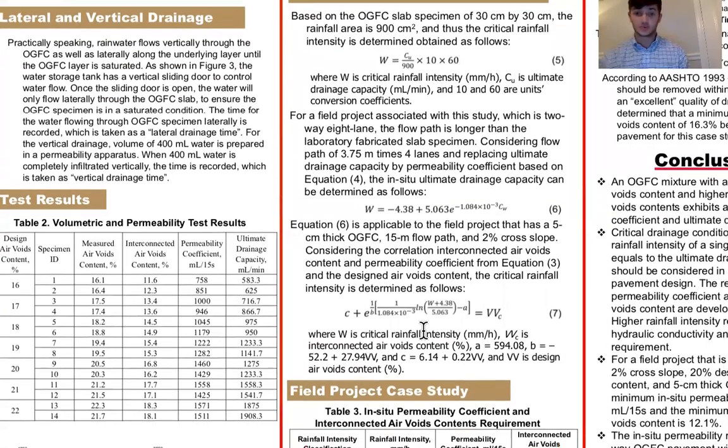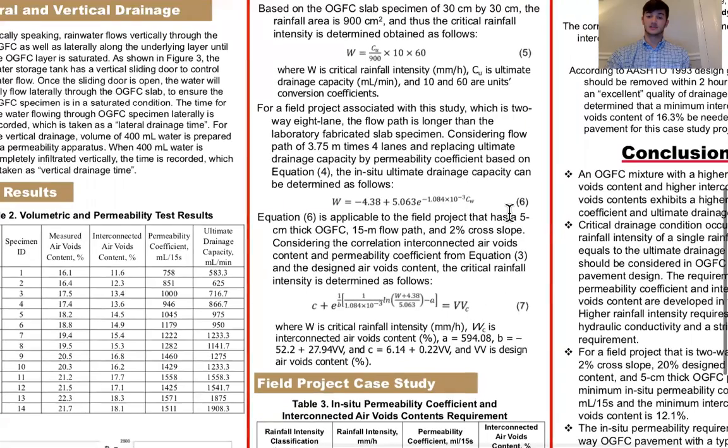Continuing, for a field project associated with this study, which was a two-way, 8-lane road, the flow path is no longer the laboratory fabricated slab specimen. Considering a flow path of 3.75 meters times 4 lanes and replacing ultimate drainage capacity by permeability coefficient, based on equation 4, the in situ ultimate drainage capacity was defined as equation 6.